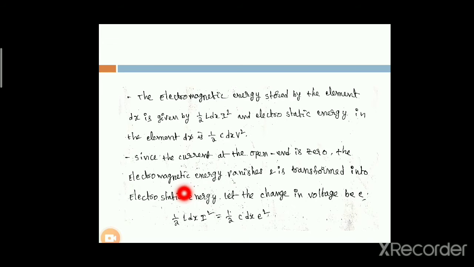When the line is open circuited, the electromagnetic energy is equal to the electrostatic energy. That is, half L dx I square is equal to half C dx into E square. If the line is open circuited, the electrostatic energy is equal to the electromagnetic energy.